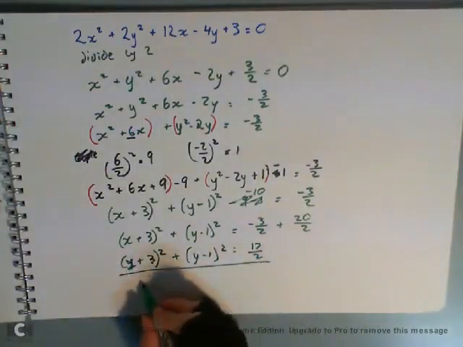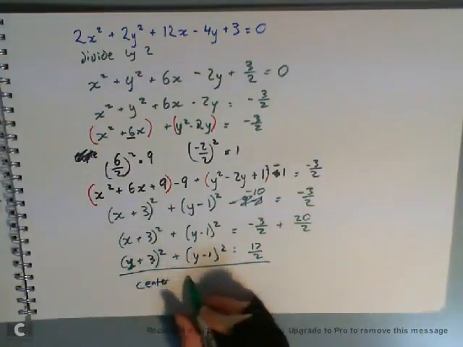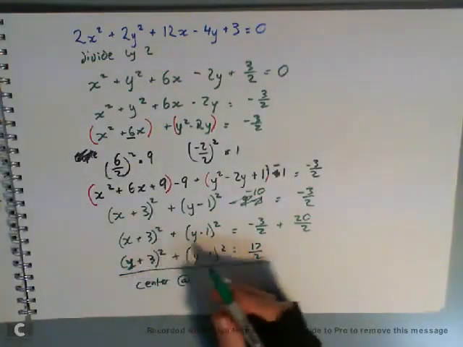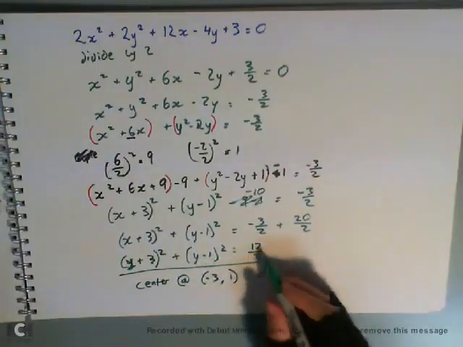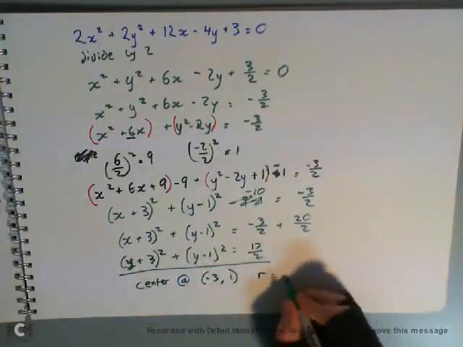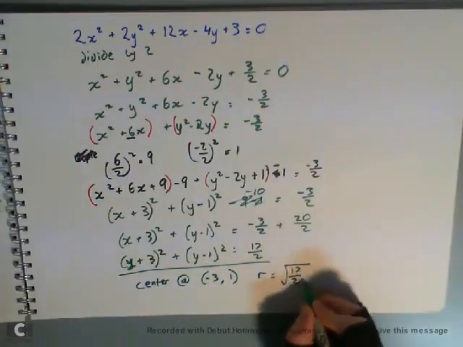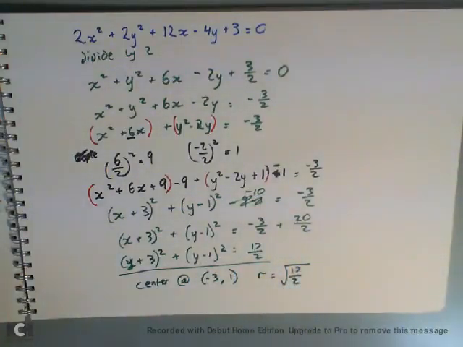So from here, I can say I've got a center at, okay, the opposite of that, minus 3, opposite of that is positive 1. My radius is going to be the square root of this number. Okay, and from there we would be able to draw the circle. So it's just asking for stating the domain and the range.